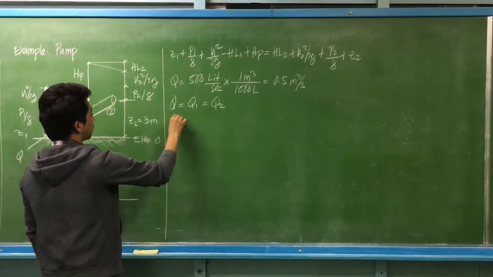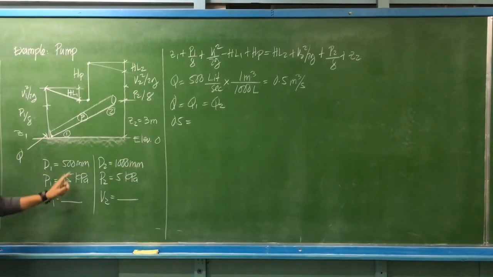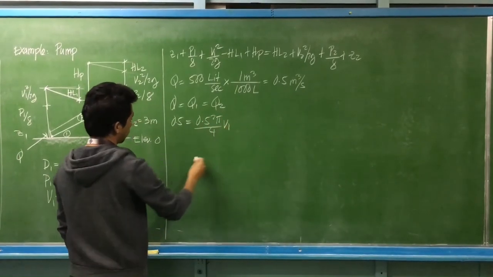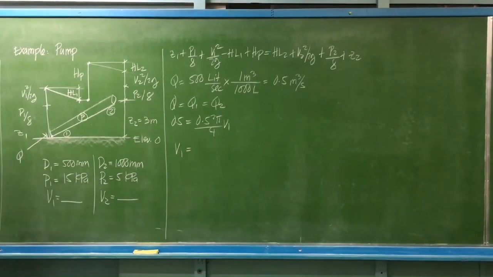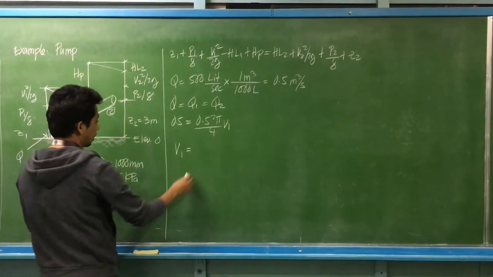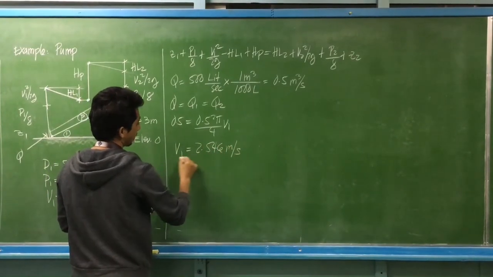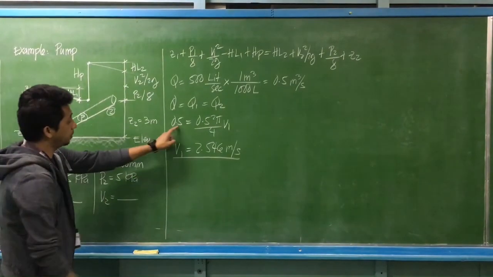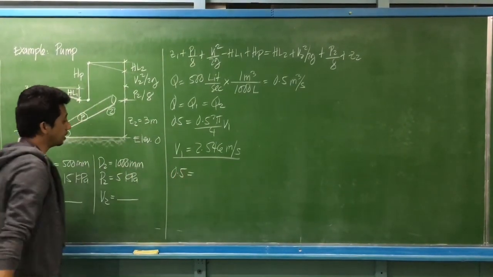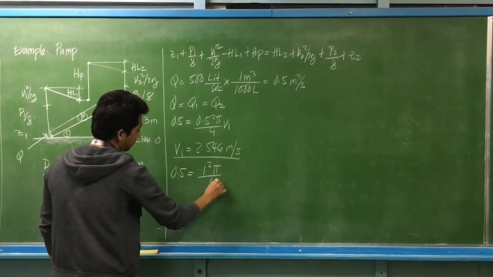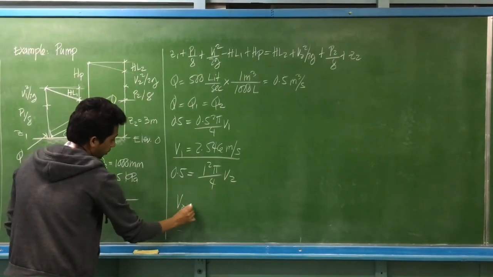So we have 0.5 equal to, what is our first diameter, 500 mm, that is 0.5 squared times pi divided by 4 times velocity 1. So let us compute for V1. Okay, so the velocity of flow for pipe number 1 is 2.546 meters per second. Then next, we have the discharge, this is 0.5, for the second pipe. That is 1,000 mm or 1 meter squared times pi divided by 4, times velocity number 2.